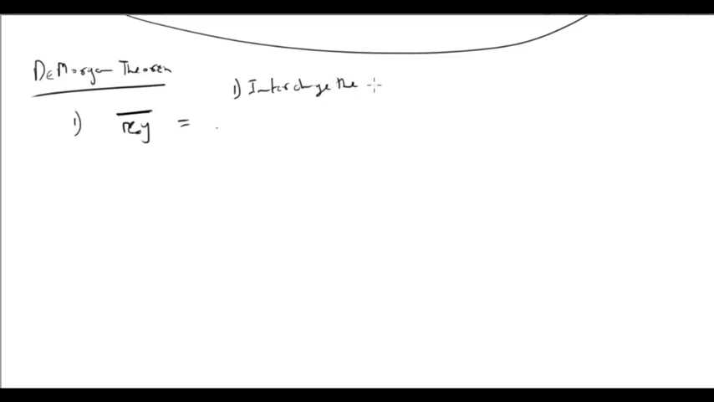Now I will tell you some properties related to logic gates. First is De Morgan's theorem. First of all, if X Y whole bar is written, how can we write this? First point, interchange the dot operator by plus operator. X bar plus Y bar. So we can write X Y whole bar as X bar plus Y bar also.